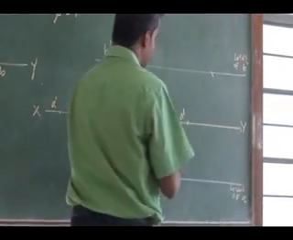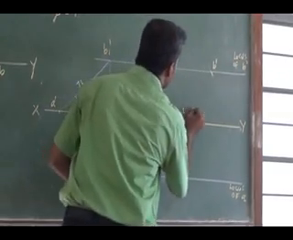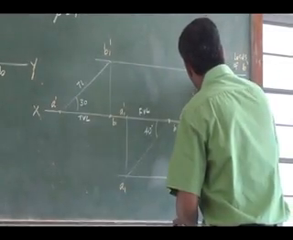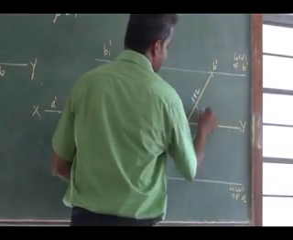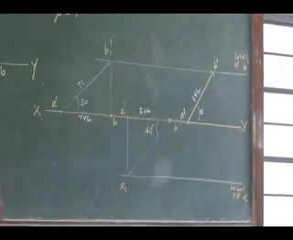This is my B dash. So this is nothing but my final front view. This is my front view length. So this inclination is my alpha. Alright. Now from this, how can I get the final top view?